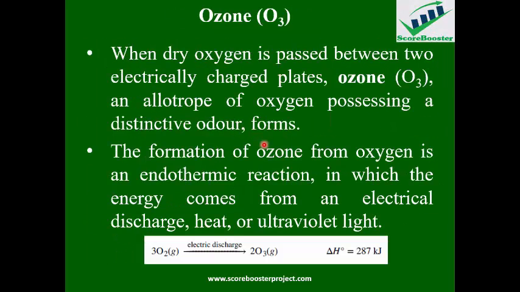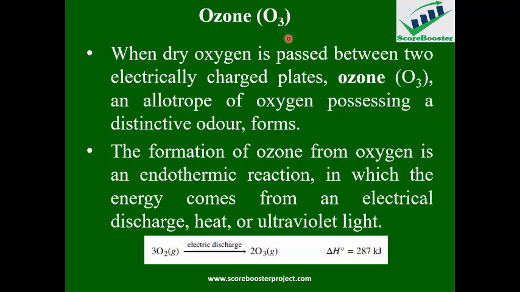Another compound of oxygen is ozone. Ozone is an allotrope of oxygen. What allotrope means is when you have an element with the same chemical makeup but in another physical form. So ozone is an allotrope of oxygen. You can see it is oxygen, but 3 atoms of oxygen combined together. That is ozone.